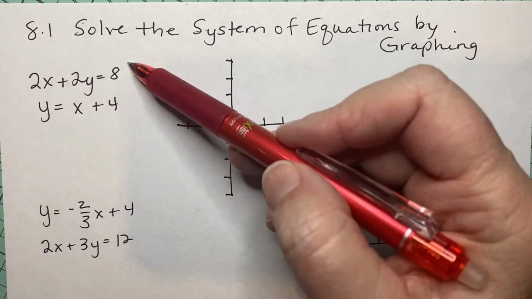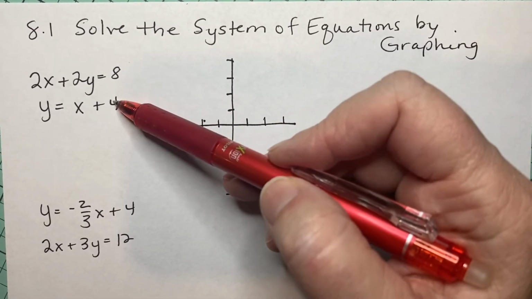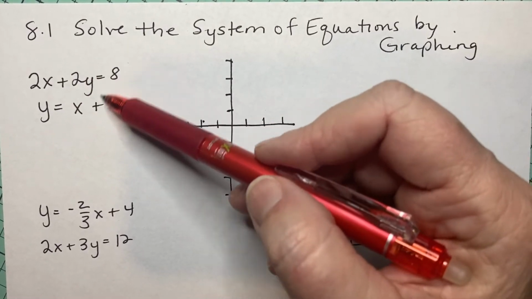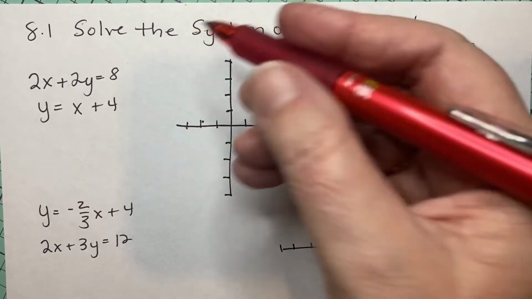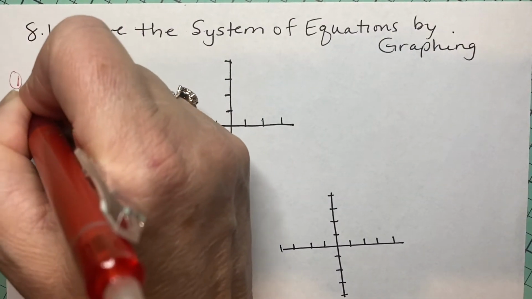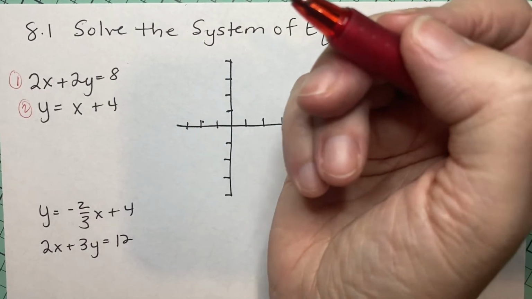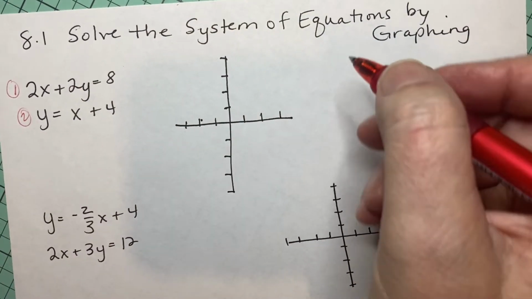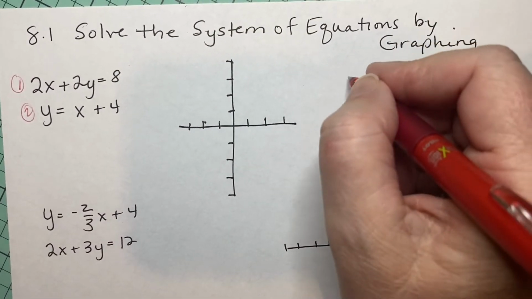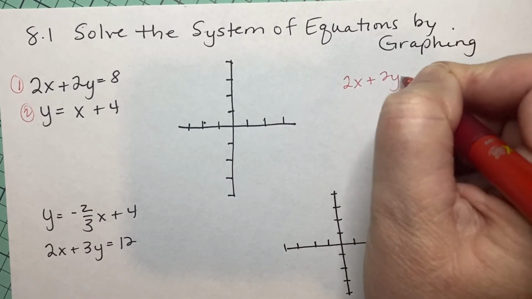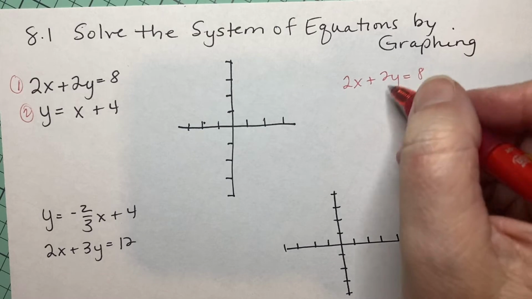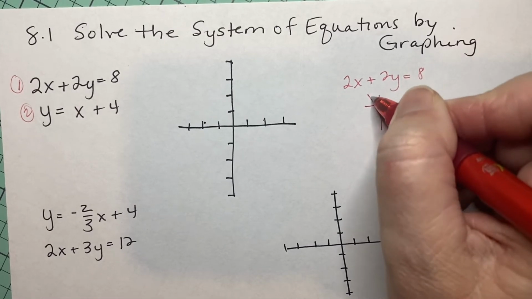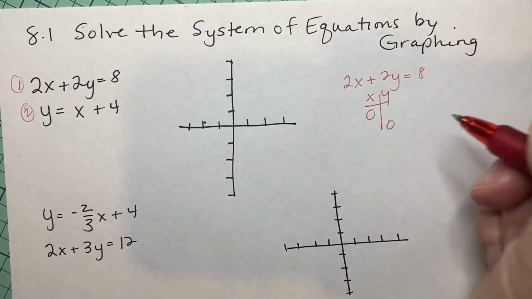And so what you have is 2 equations and you have 2 unknowns. So you want to find where these 2 lines intersect. So it's like this is one line and this is the other line. So let's look at line 1 first. You don't really have to rewrite them, but if we look at 2x plus 2y equals 8, and we need to graph that, this one's not solved for y, so this is one of those that's easier to graph by x and y intercepts.